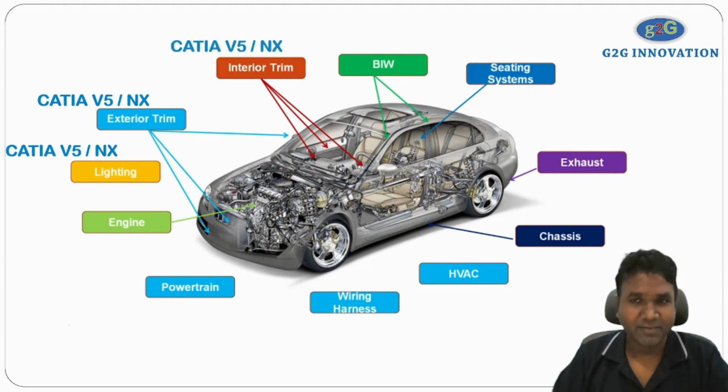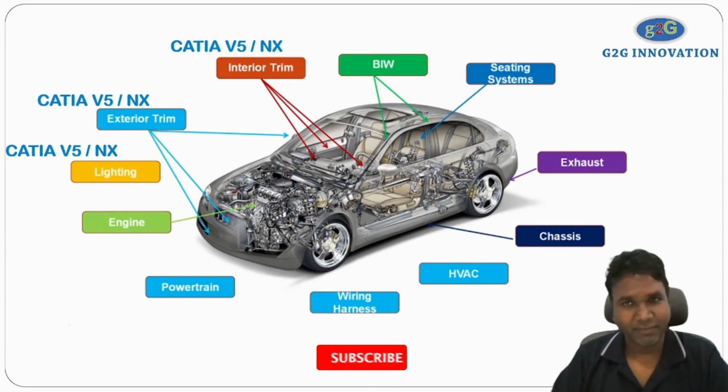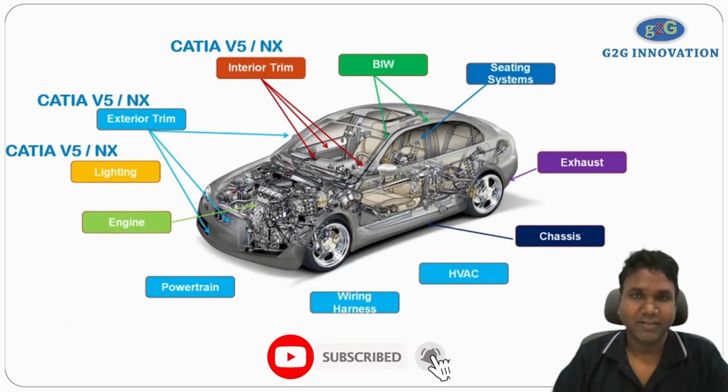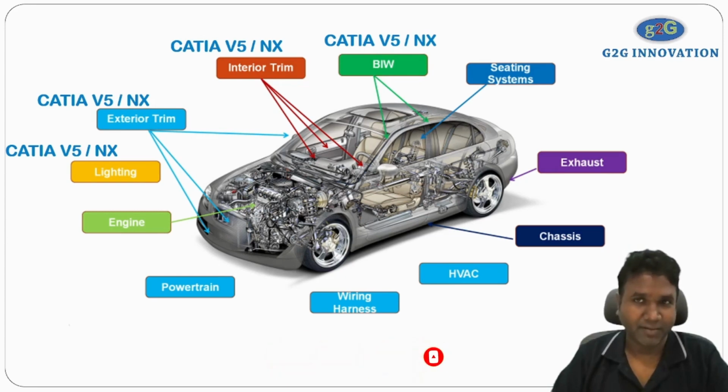Coming to the next segment, interior trims. Now, interior trims include the plastic parts, door trim, instrument panel, dashboard, console, and internal part of tailgate. So all this is designed in CATIA V5 elements. The next segment, BIW. It is the entire sheet metal part. Again, it is designed in CATIA V5 or NX.